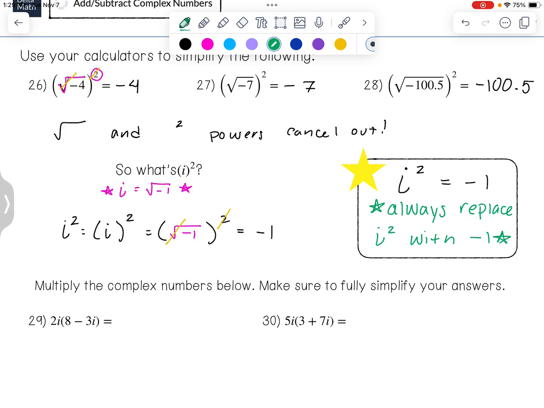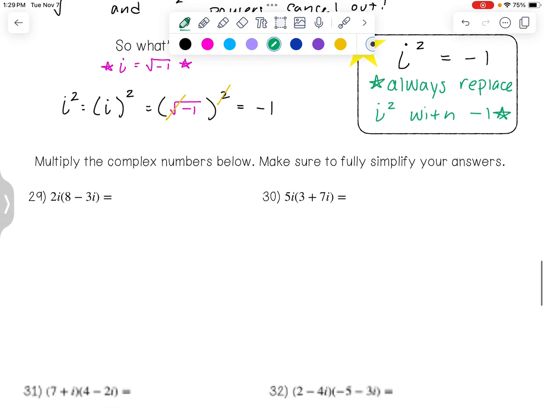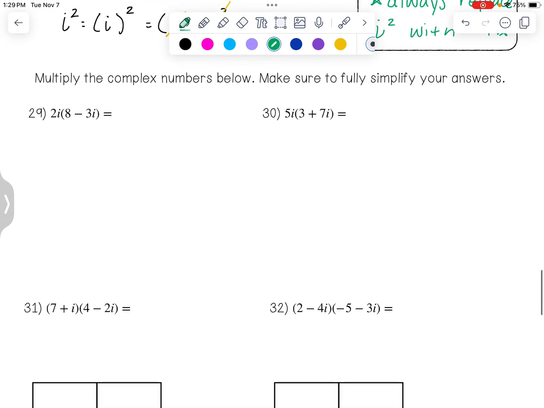So we're going to multiply the complex numbers below, and we're going to make sure to fully simplify our answers. What we're going to start with is distributing. We're going to take 2i, and since it's touching the parentheses, we're going to distribute it to both parts. So we're going to do 2i times 8, and then 2i times -3i. Just writing it out. If you don't need to write it out like that for a distributing process, you don't have to.